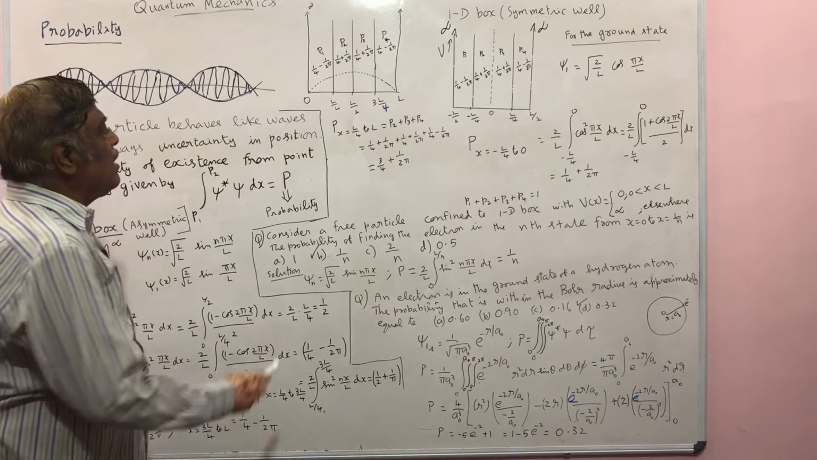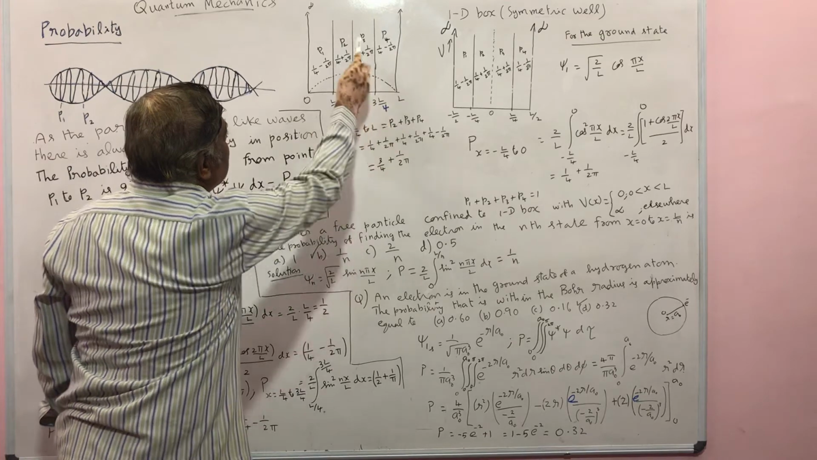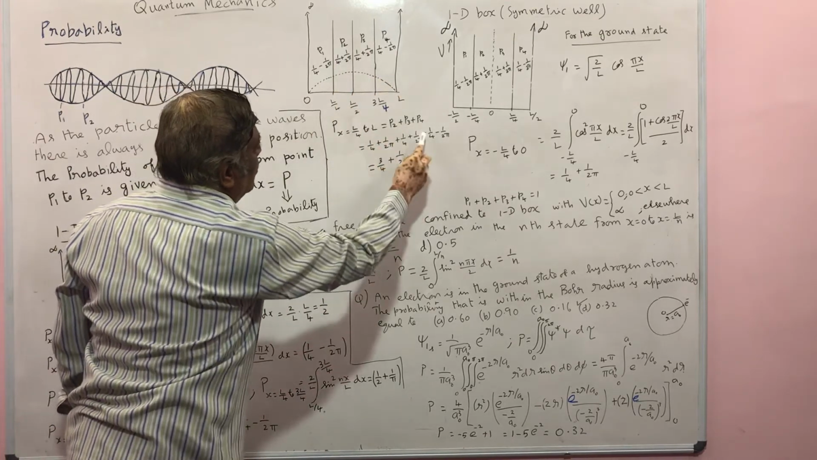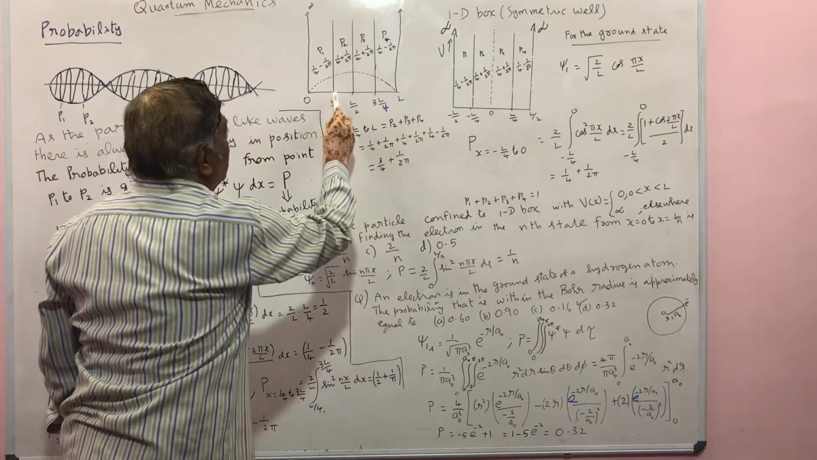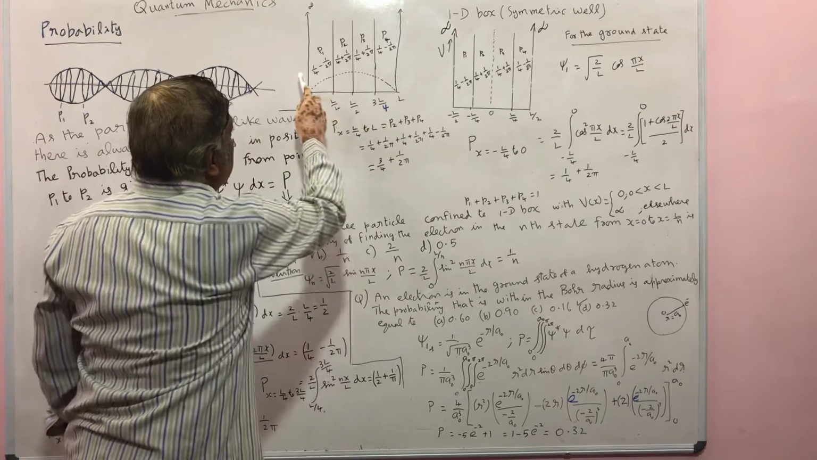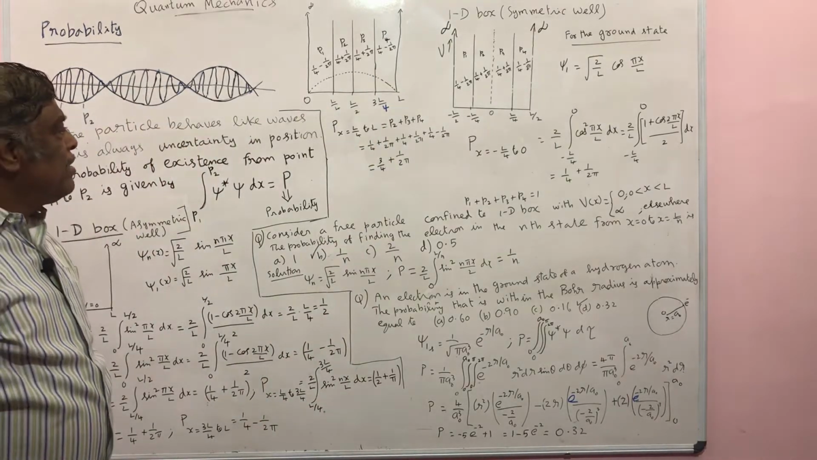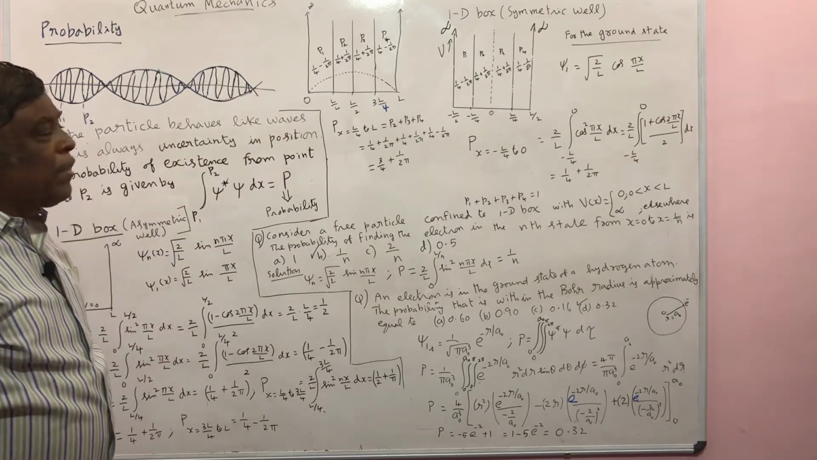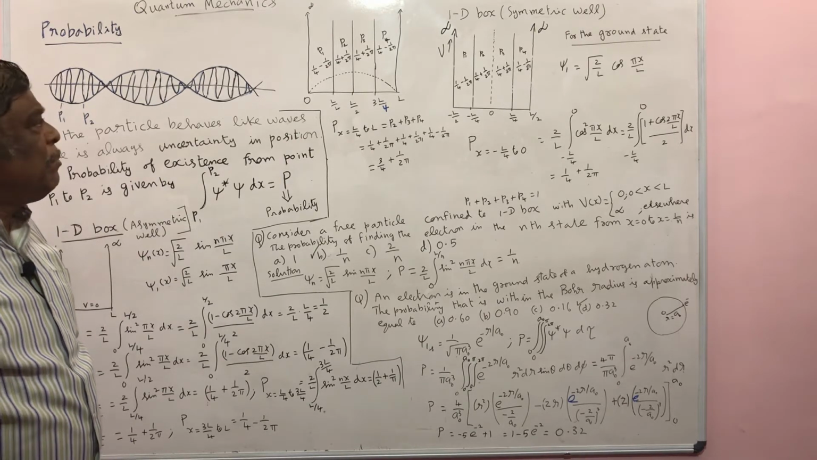Now, if you want to calculate the probability of finding the particle between L by 4 to L, from this result you can also write P2 plus P3 plus P4. Once we add the probability of finding the particle from here to here, then once we add all the values, you will get the total probability, which must be 1. So, you can see that this is 1. That means the particle is always within the well. So, the probability of finding the particle within the well must be 1.